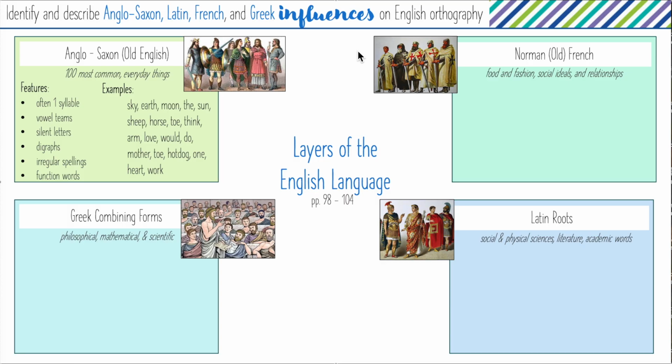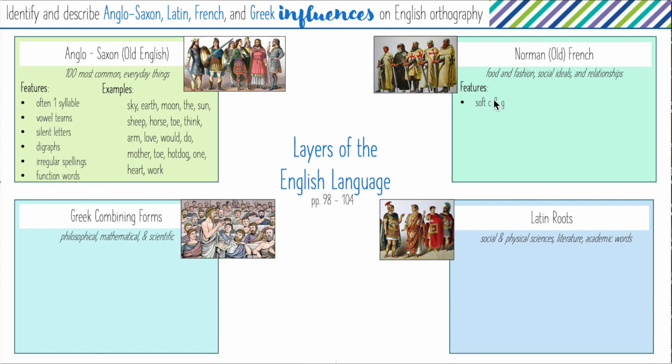Then we have the influence of the Norman French. These are going to be related, like when you hear them, oh, you can thank the French for that. Well, that's because they're food and fashion, social ideals and relationships, things like a cousin, democracy kind of thing. Well, democracy is Greek, but you get the idea through food and fashion mostly.